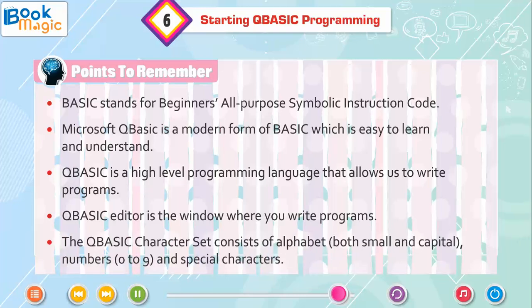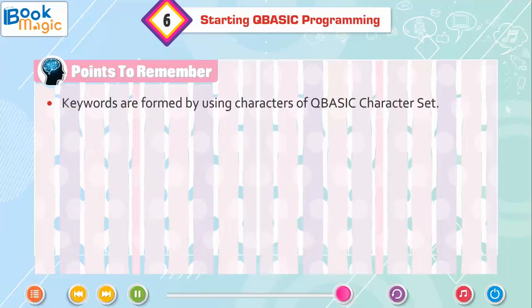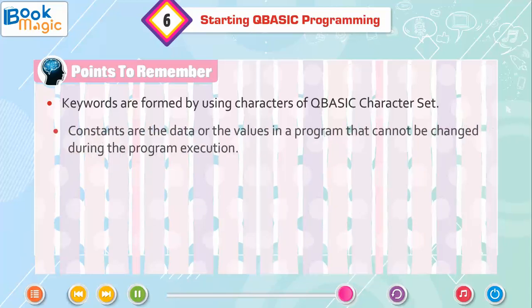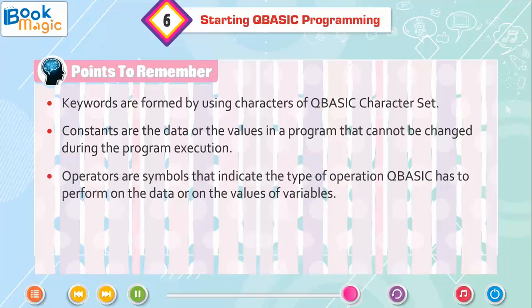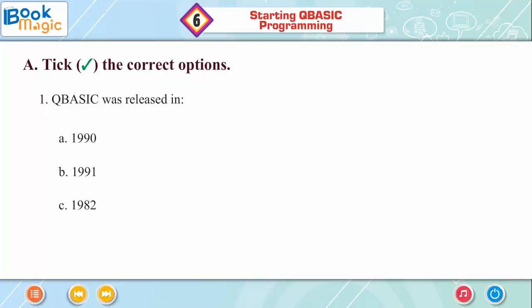The QBasic character set consists of alphabets, both capital and small, numbers 0 to 9, and special characters. Keywords are formed by using characters of QBasic character set. Constants are the data or the values in a program that cannot be changed during the program execution. Operators are symbols that indicate the type of operation QBasic has to perform on the data or on the values of variable. A. Tick the correct option.